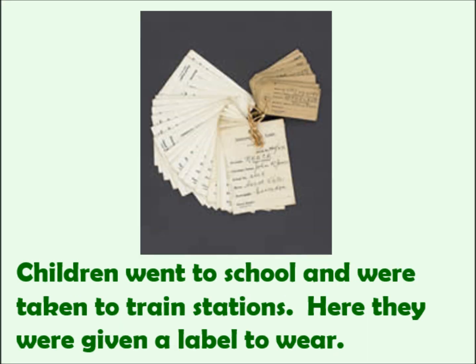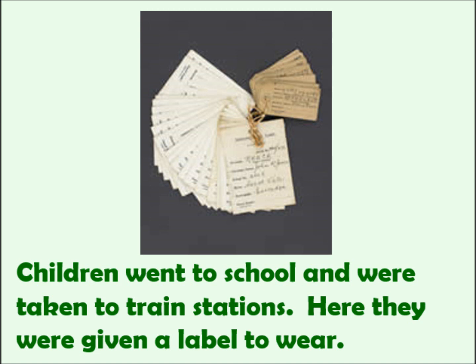So the children went to school, and from school they were taken to the train stations, and they were all given a label to wear. The label would have their name on it, might have their age on it, and where they're from, and they would have to wear that so that they could be easily identified, like a name badge.